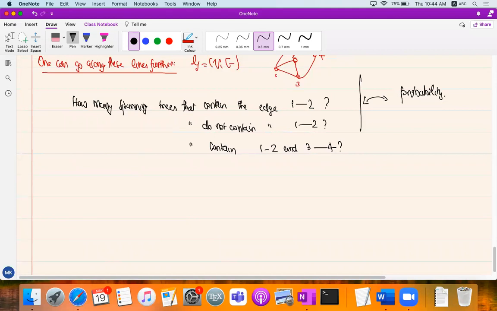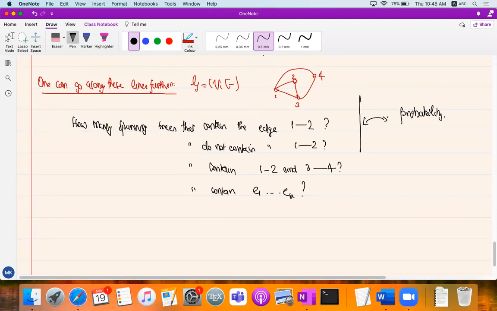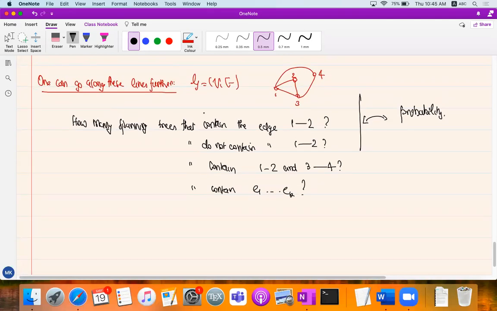We can ask all sorts of questions about spanning trees that contain some particular edges, E1, E2, up to Ek. One can think of all such questions as combinatorial questions or probability questions. They are the same thing. But what we have is, we know the denominator, the total number of spanning trees. Can we count the number of spanning trees which contain the edge 1, 2? Any ideas about this?